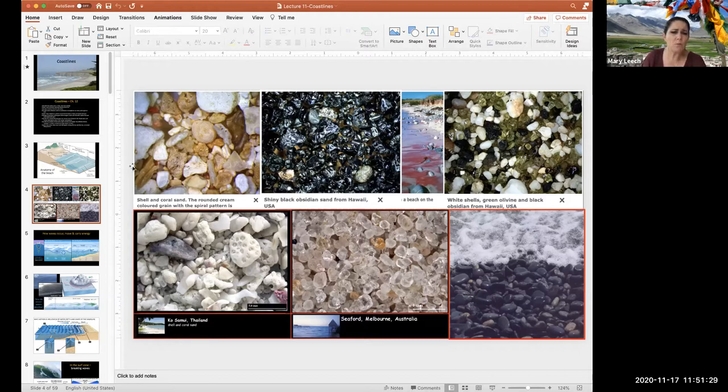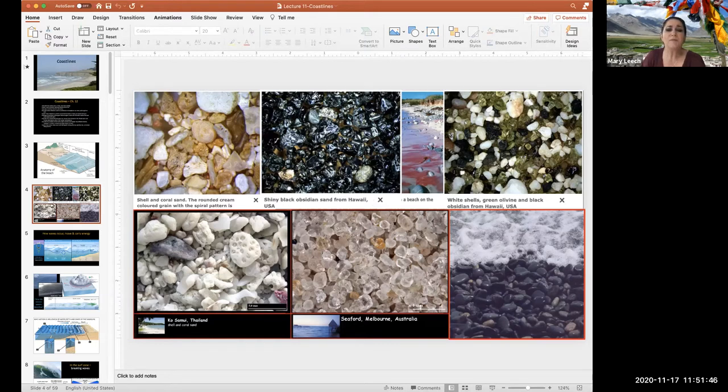Same thing here. There are more shells. And this is a slightly more eroded grain with a spiral pattern. It looks like it rolled around and accumulated layers of calcium carbonate. So more shells and coral here.